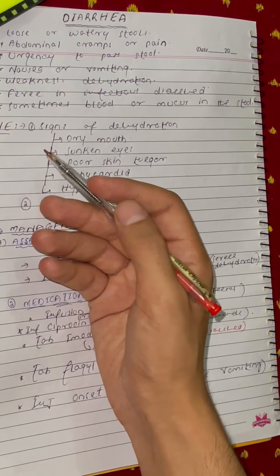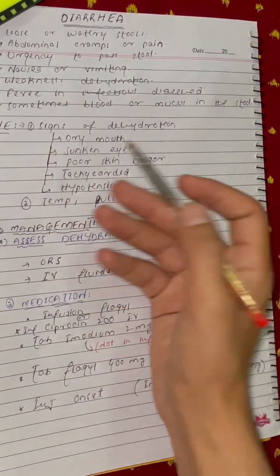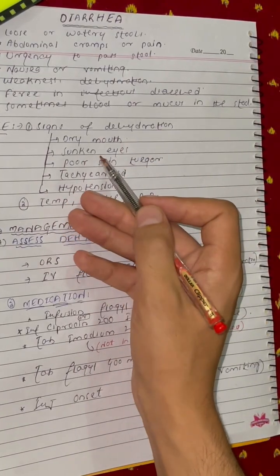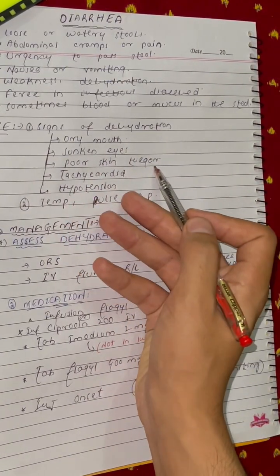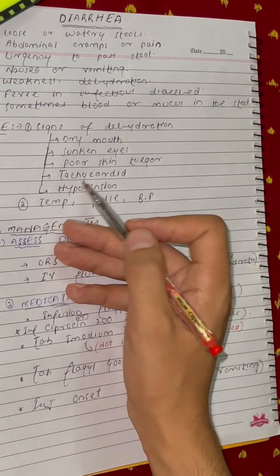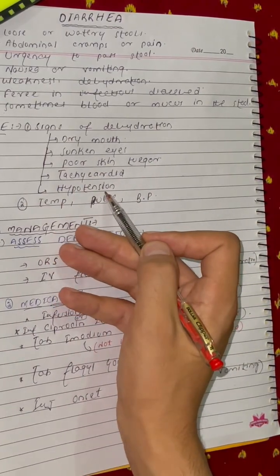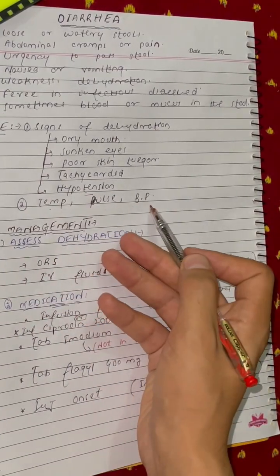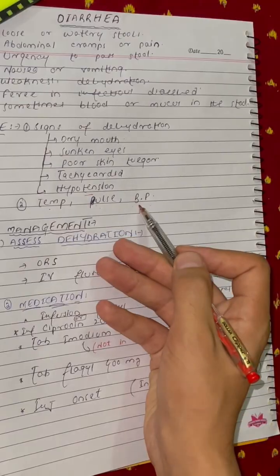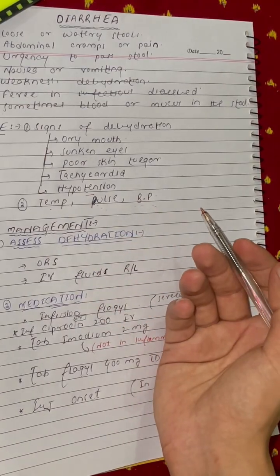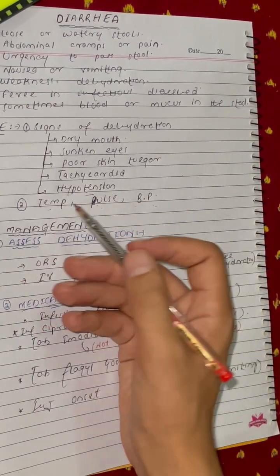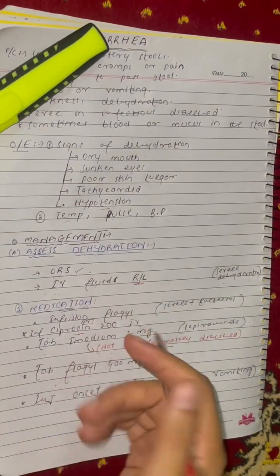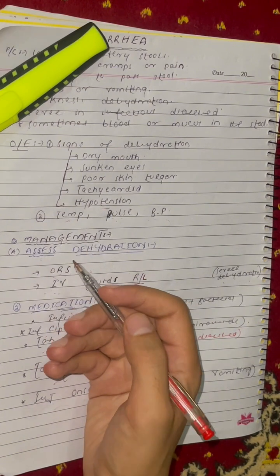Now let's come to the physical examination of diarrhea. So first of all, there will be signs of dehydration, that is dry mouth or xerostomia. Patient will have sunken eyes, poor skin turgor. Tachycardia, hypotension, this is important. And then we will check temperature, pulse, and BP. As I said, pulse will be tachycardic, BP will show hypotension, and temperature in case of infectious diarrhea will be rising.